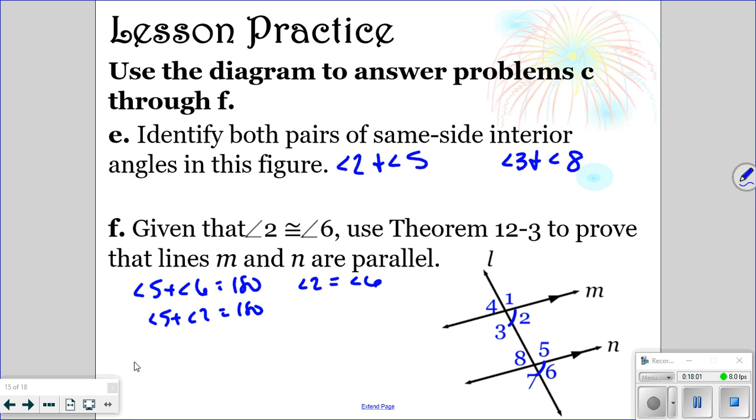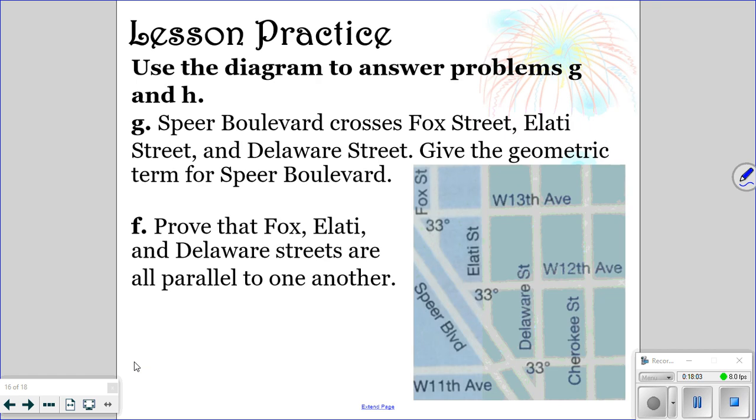Okay, so now we're going to look at two more. So y'all try these by yourself, and then we'll go over them. So for the first one, Spear Boulevard is a transversal. Now we want to prove that Fox, Elati, and Delaware Streets are all parallel to one another.